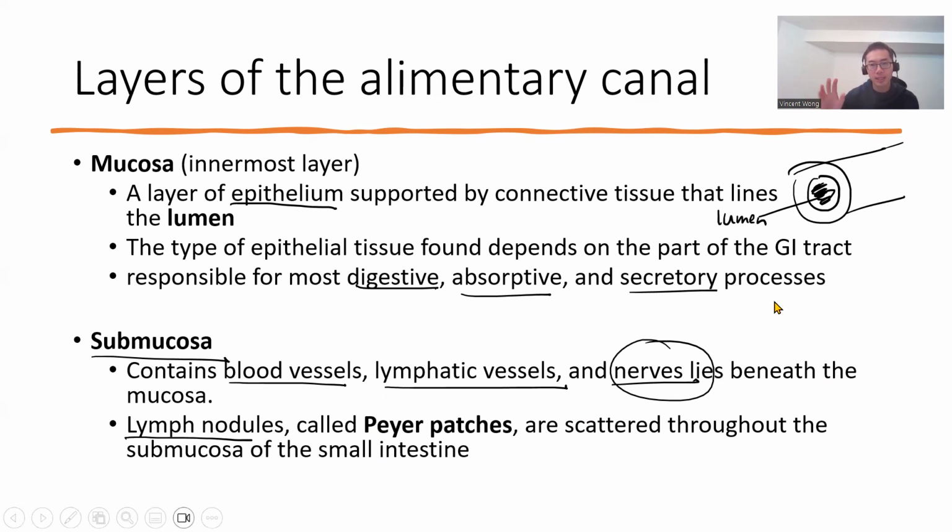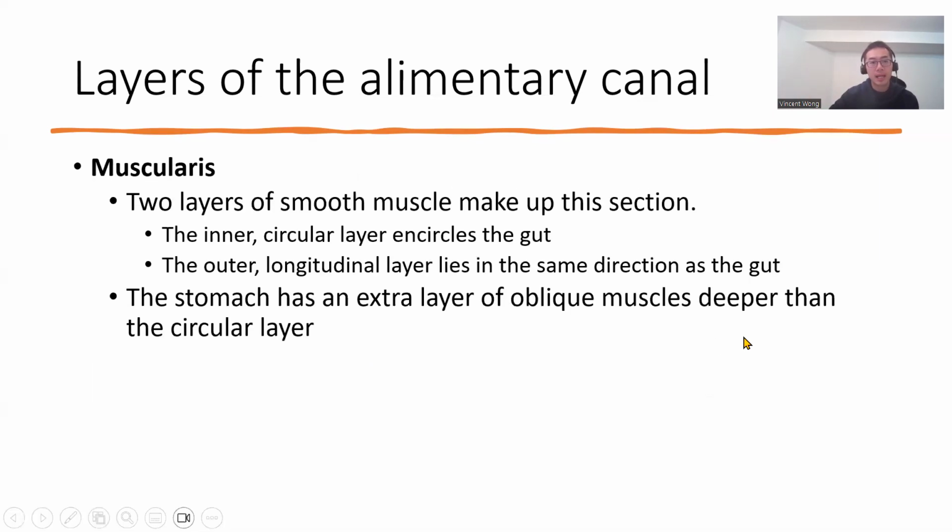So mucosa is the innermost layer, submucosa is the layer outside. Then we have the muscularis. Muscularis is, as the name implies, where the muscle is going to be. These are smooth muscle. We don't have voluntary control over our intestinal tract. The ANS, the autonomic nervous system, takes care of it for us.